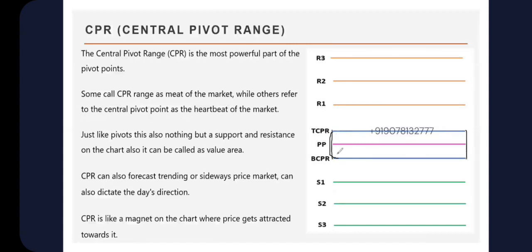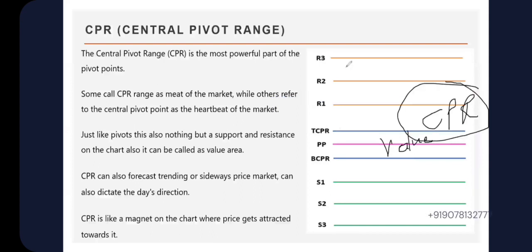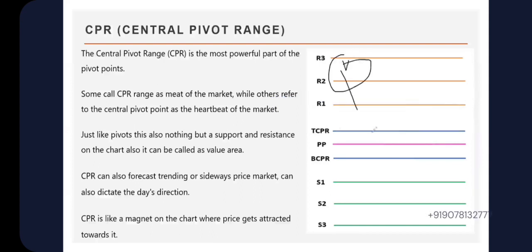If you ask me, out of my more than 18 years of experience, what I've seen to be the most powerful on your chart is the CPR. Just like pivots, this is also nothing but support and resistance on the chart, but it can also be called the value area. I was discussing the value area earlier, right? Many people may still be wondering, what is the value area? How do you know the value area? One of the areas which I call value area is the CPR. That means most of the time, if price opens higher, it tries to go towards the value area, or if price opens lower, it tries to go towards the value.